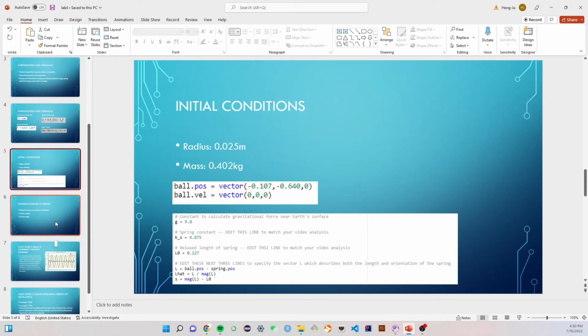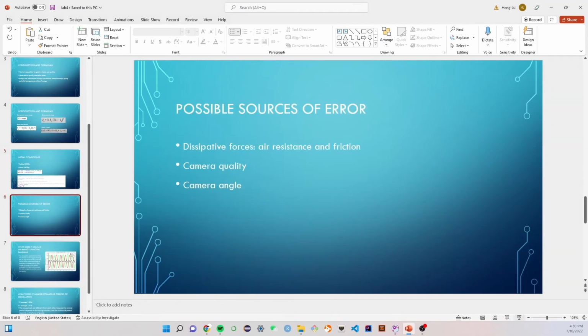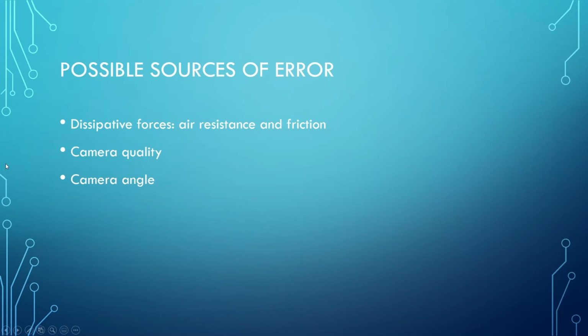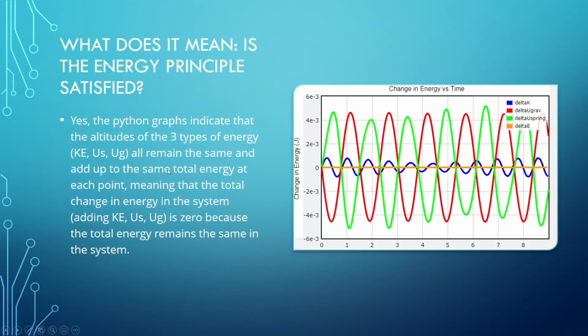Next, we'll finally move on to possible sources of error, which include dissipative forces that we're not taking into account, resistance and friction, camera quality, and camera angle.